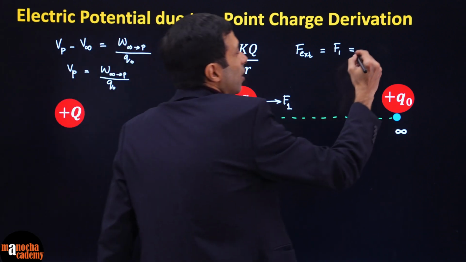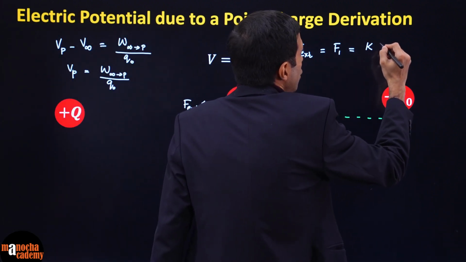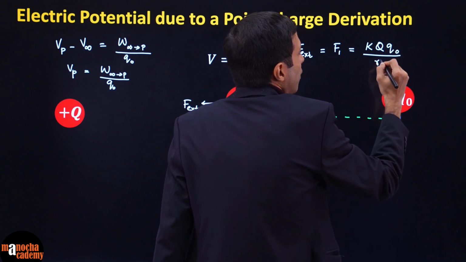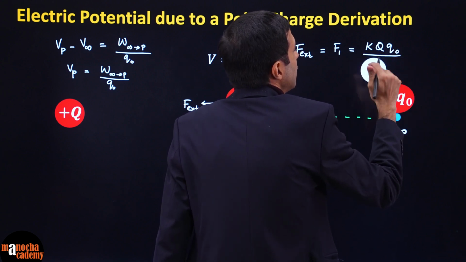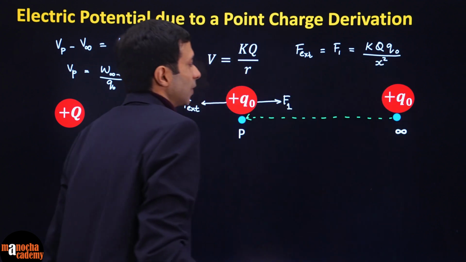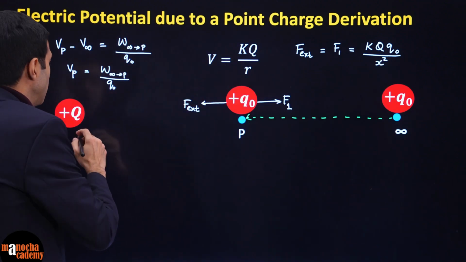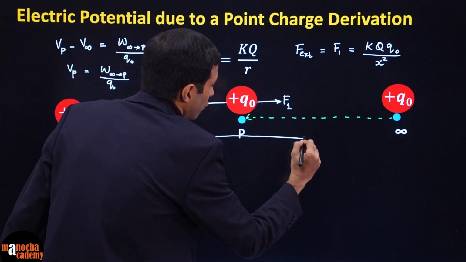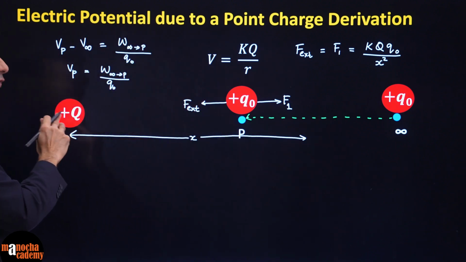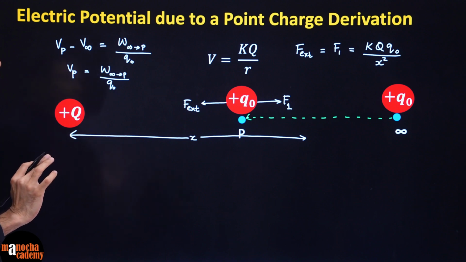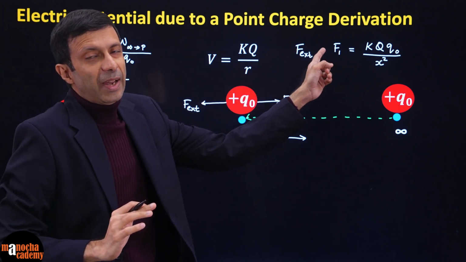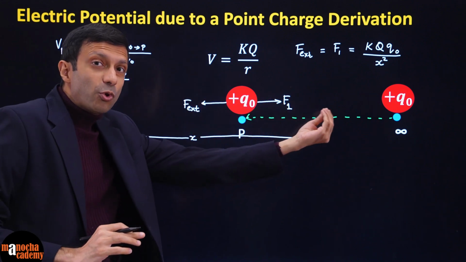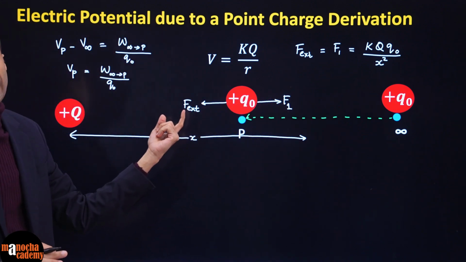By Coulomb's law, we know the force is KQ times Q naught divided by the distance, and let's label the distance as x square. So let's say at a particular point, the test charge is at a distance x from our point charge. This will be the magnitude of the external force, but it is in the opposite direction. You have to apply a force in the opposite direction to bring it here.